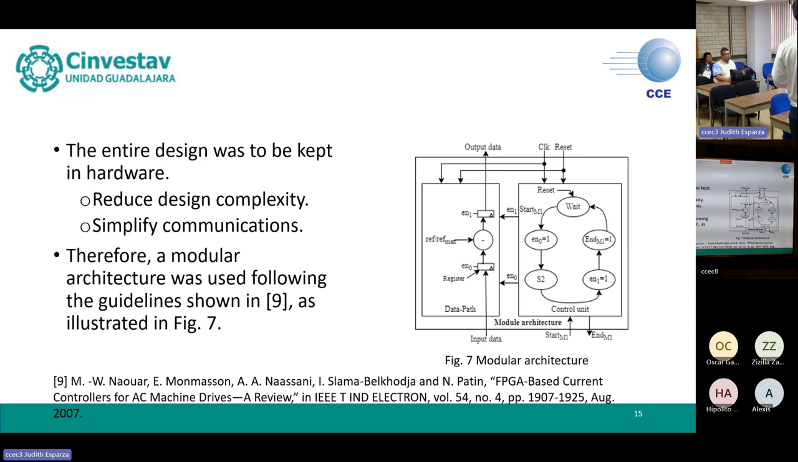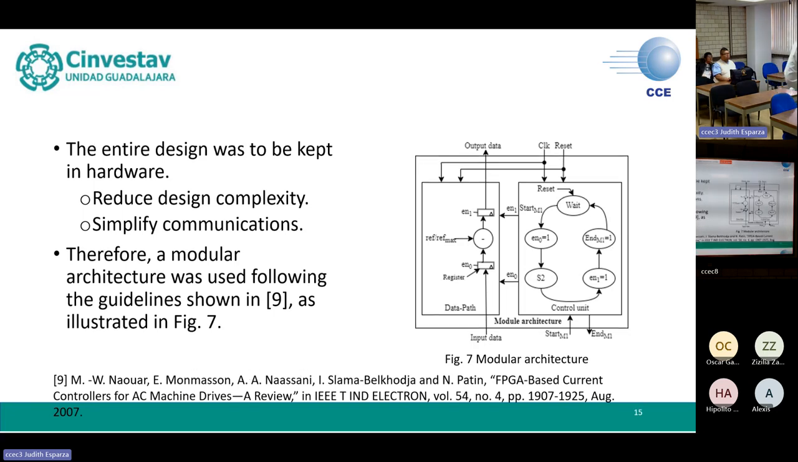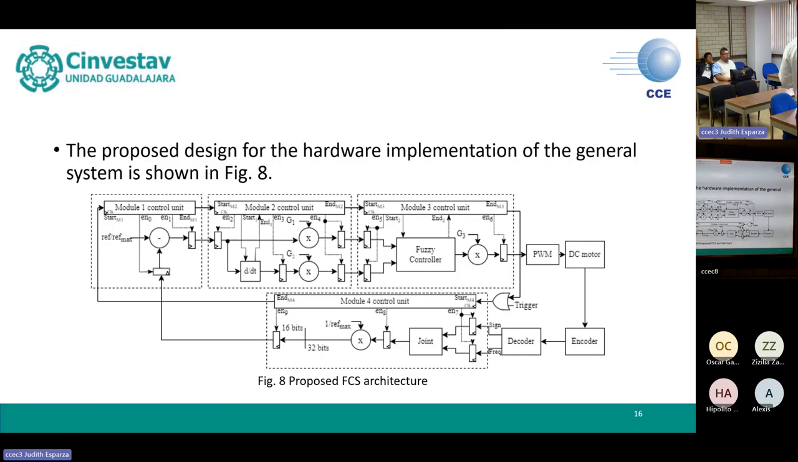In that way, we reduce the design complexity and simplify the communication, because it's easier to communicate two blocks in the same part, for example hardware or software. But if you want to communicate hardware and software, it's more difficult. Therefore, a modular architecture was used, following the guidelines shown and illustrated in figure 7. In the control unit we have a state machine and the data path. We have the start and end signals in order to start the state machine, and when it finishes, it sends the end signal to the next block.